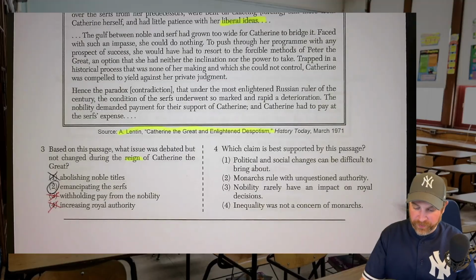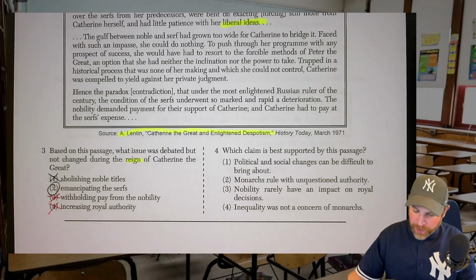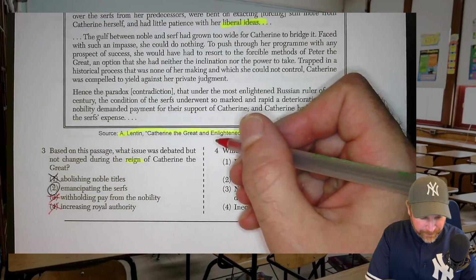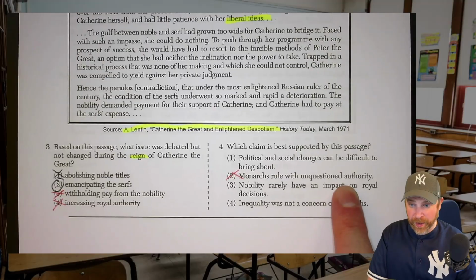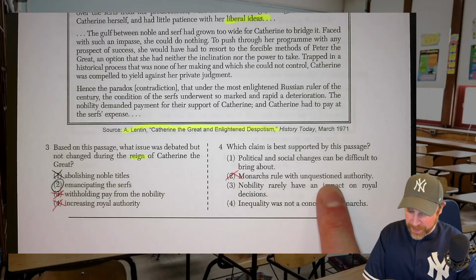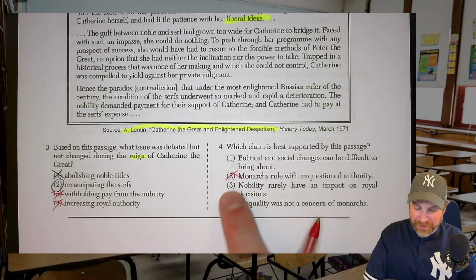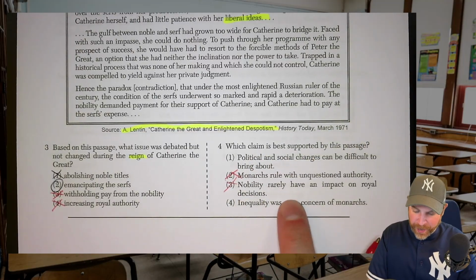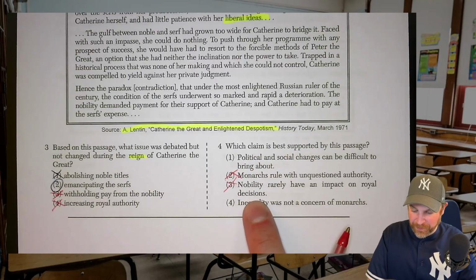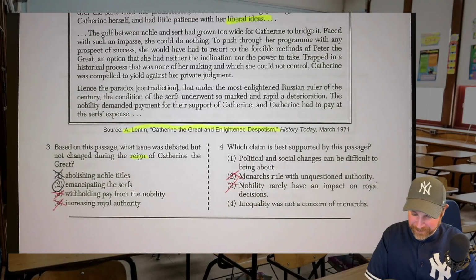Question number 4 says, which claim is best supported by this passage? Look at choice 2. Monarchs rule with unquestioned authority. Can't pick that one. Okay, because the nobles are basically forcing her hand. They're basically telling her how it's going to be. So certainly she doesn't have full power over all the people, right? There are people questioning her decision-making process. So we crossed off choice 2. Crossed off choice 3. Nobility rarely have an impact on royal decisions. Well, they did have a major impact on this decision. So we cross off this one.